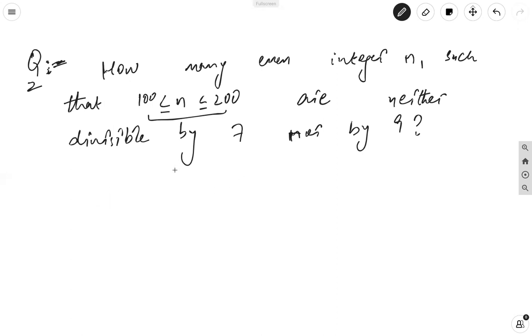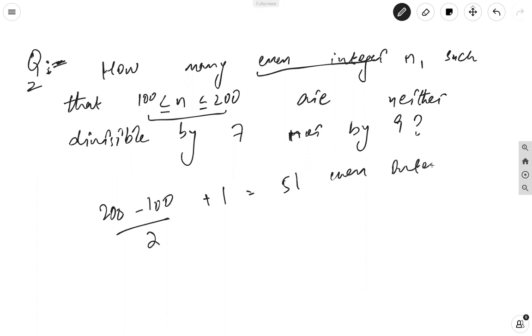The question is saying: how many even integers n, such that n is greater than or equal to 100 and less than or equal to 200, are neither divisible by 7 nor by 9. First of all, we need to check how many even integers are between 100 and 200. That is very easy: (200 minus 100) divided by 2, plus 1. So there are 51 even integers.